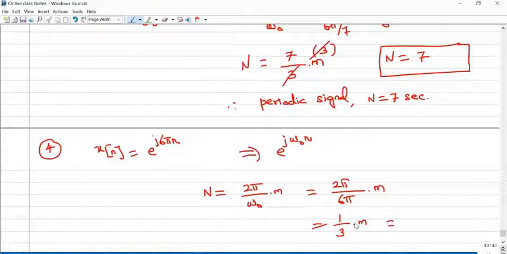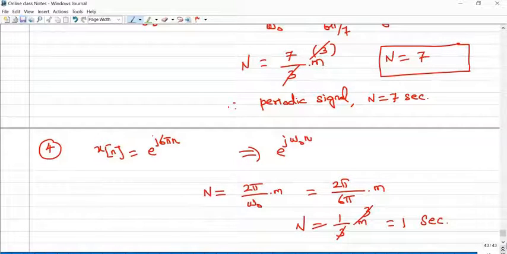Now what value do we have to select again? N should be a rational number. So the denominator part we have to cancel. Just understand, simple thing. So we have to select the m value such that the denominator term is cancelled so that N will be a rational number. So if we select m equal to 3, the 3 will be cancelled. For m equal to 3, your capital N value is 1.